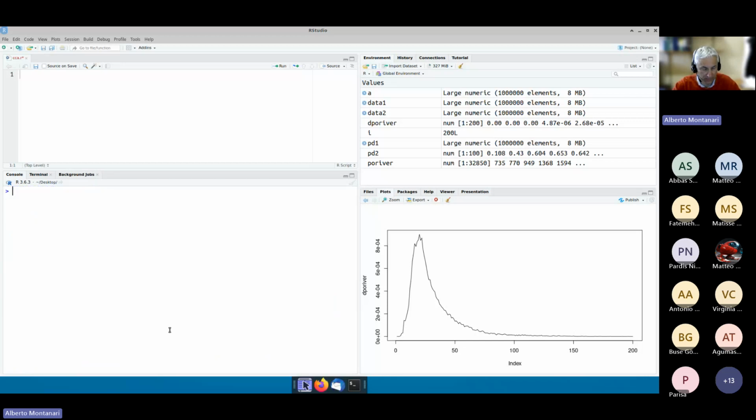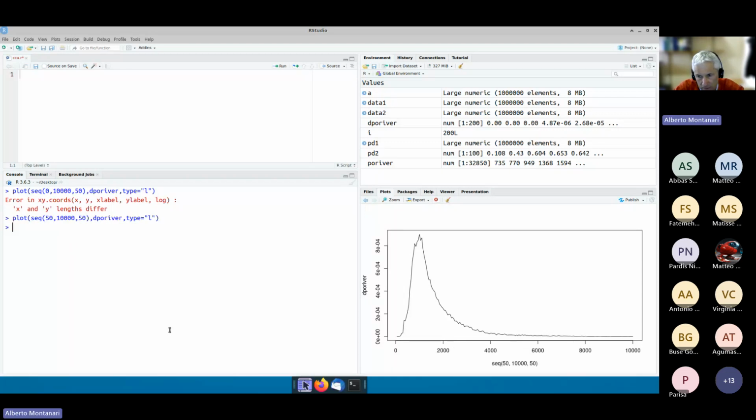Let's try to make the plot. You see that there is an error. The length of the coordinates differs because the sequence is not 10,000 long, it's 10,000 plus 1. So I think here what we should do is the sequence starting from 50. And then I should get it. And then you see the plot. So let's again look at the plot.